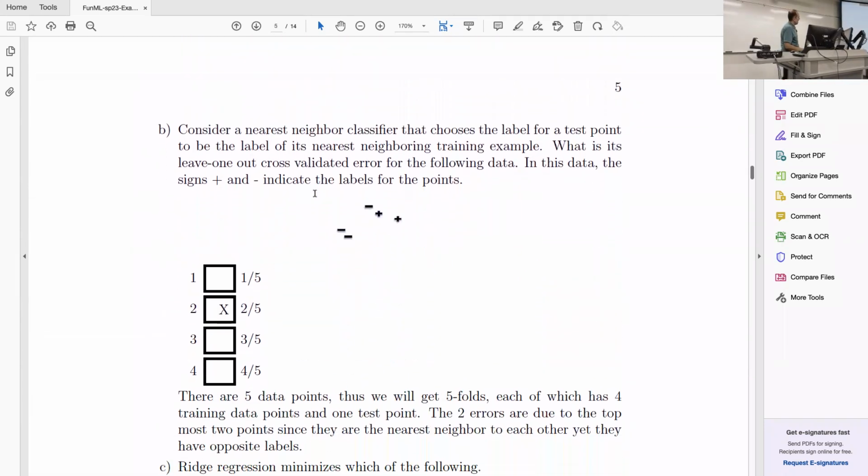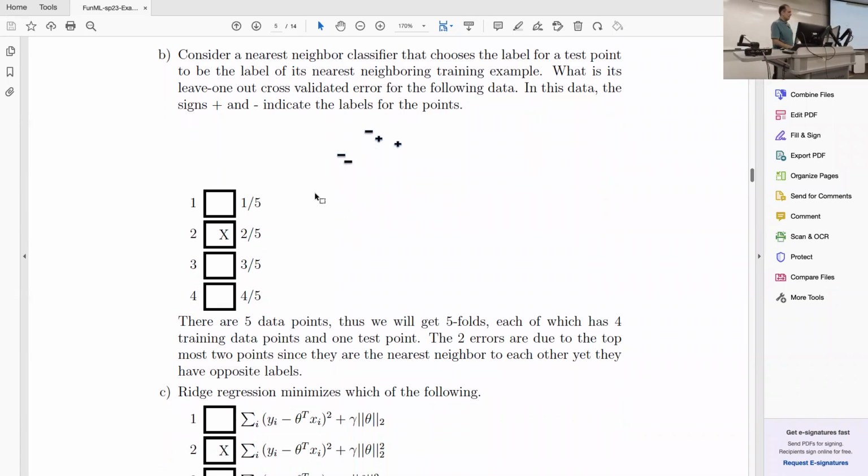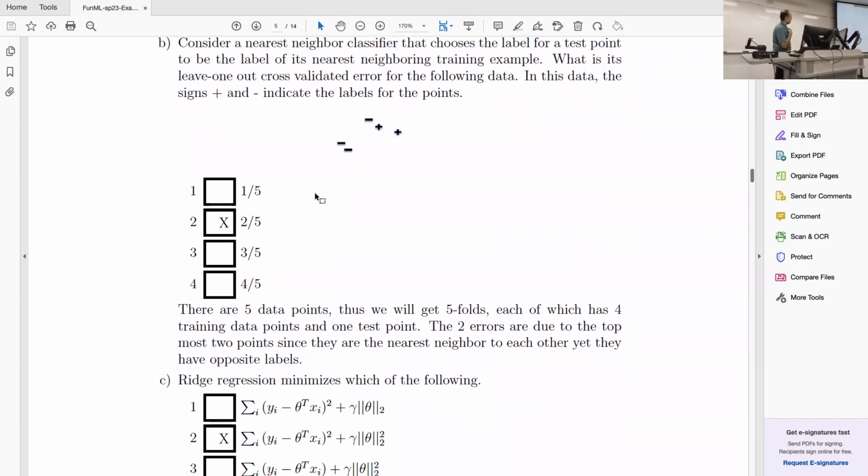Part B, basically you have this data now. You really have 5 folds, but you have 2 of them in error. So the output is basically 2/5. That's the error in this case. Why? Because the top 2 will always be the error, right? You see the top 2? Because of the nearest neighbor, this will always be the error. That's where the 2/5 comes from.